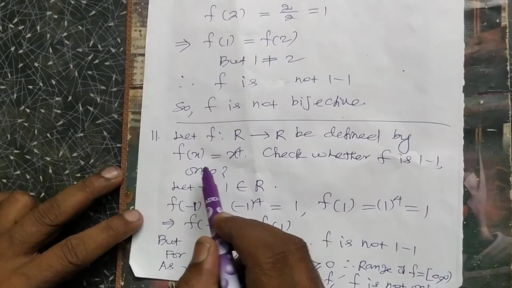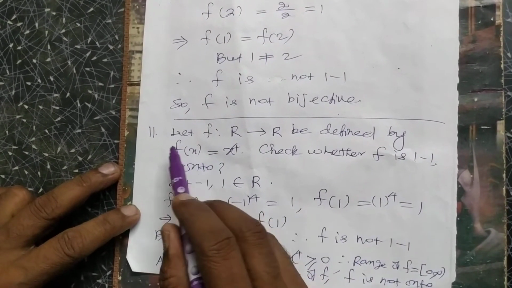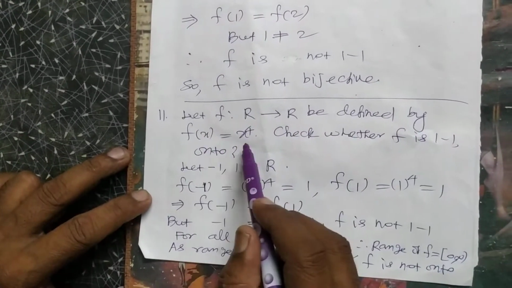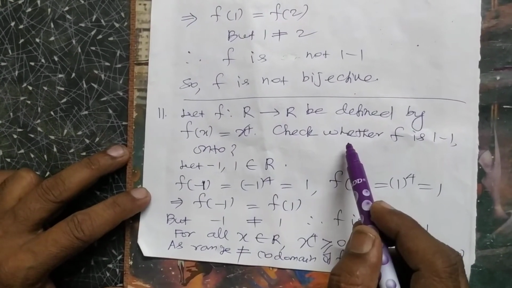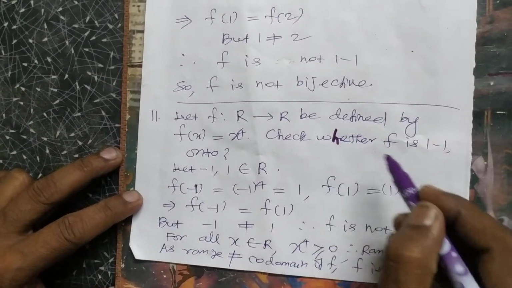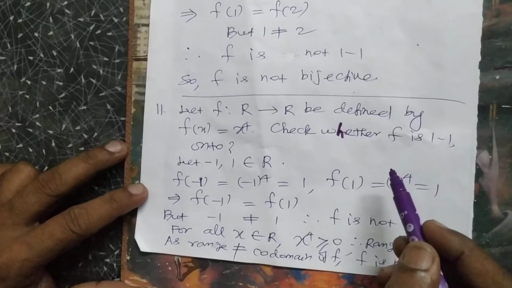Now, question number 10 we will come to later. Question number 11. Let F from R to R be defined by F of x equals x to the power 4. Check whether F is 1 to 1 or onto.